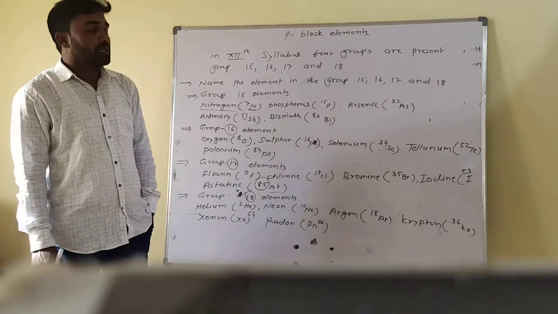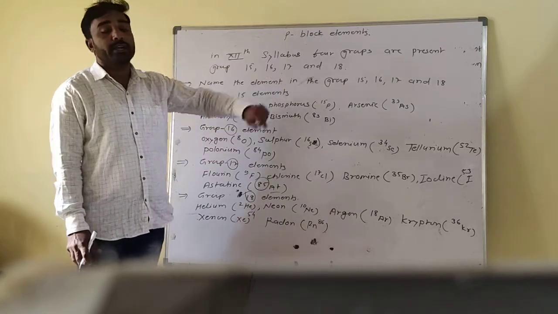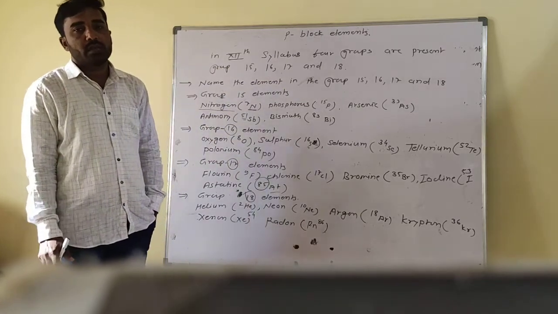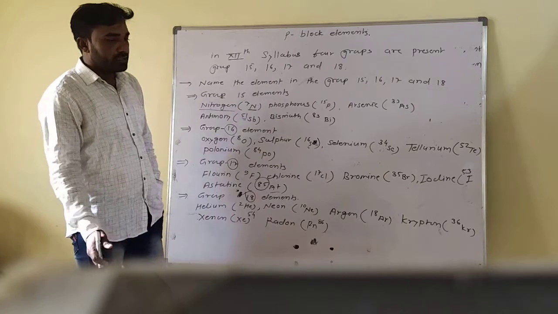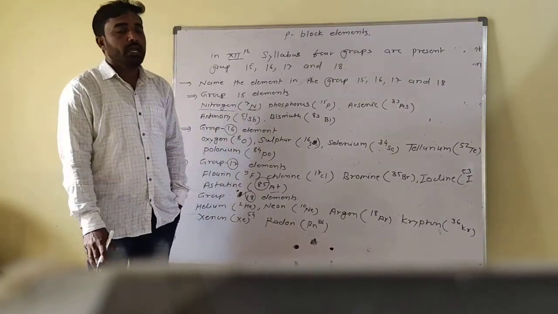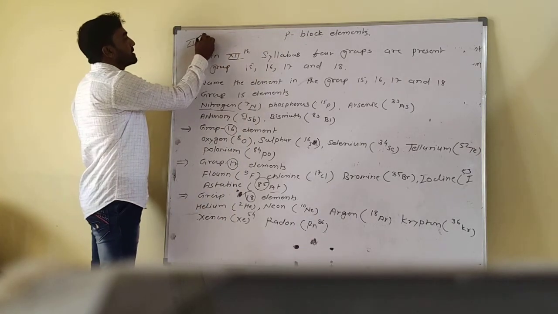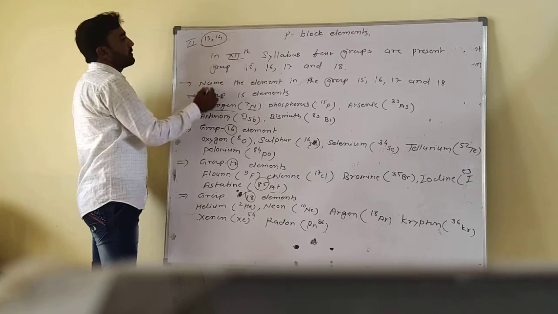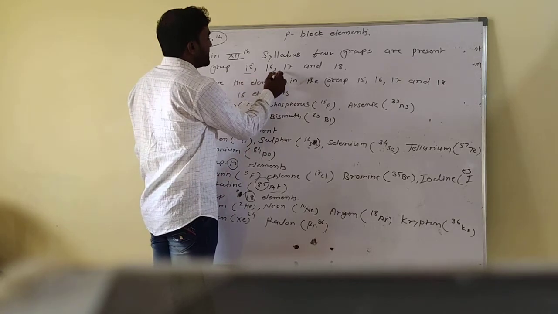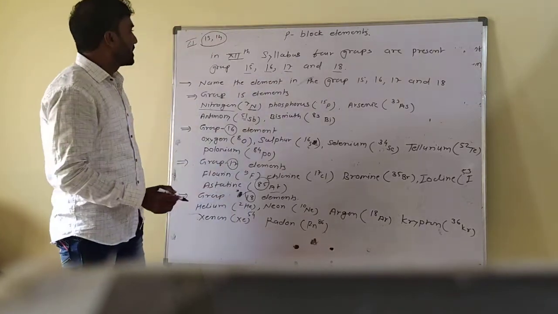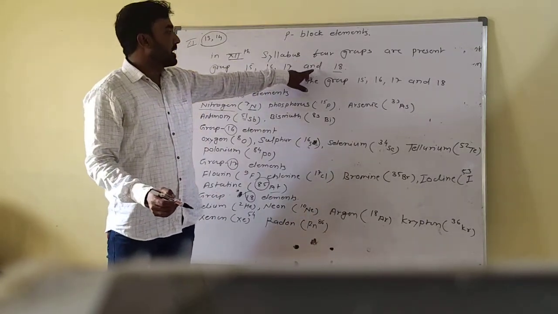In your 12th syllabus, four groups of the p-block elements are present: Group 15, 16, 17 and 18. The p-block has six groups, but the division depends on the syllabus. In the 11th syllabus, groups 13 and 14 are covered, but in the 12th syllabus four groups are present: Group 15, 16, 17 and 18.